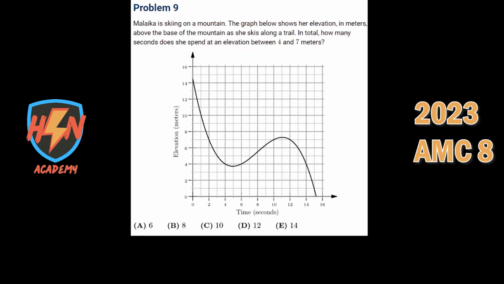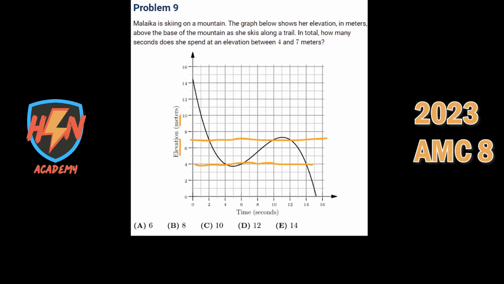Okay, so in this problem, they've given us a graph. The most important thing about the graph is the label and the units. They're asking how many seconds does she spend at an elevation of between 4 and 7 meters. So what we're going to do is clearly mark this is 4 meters and this is 7 meters.